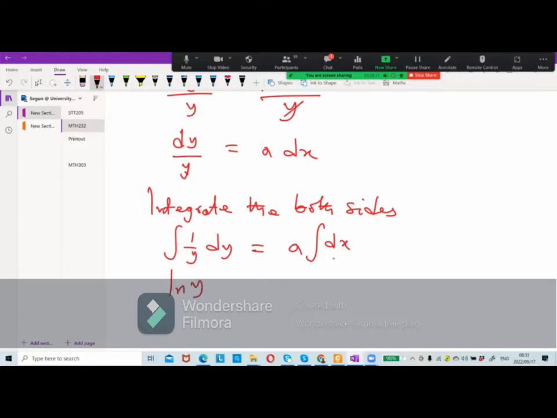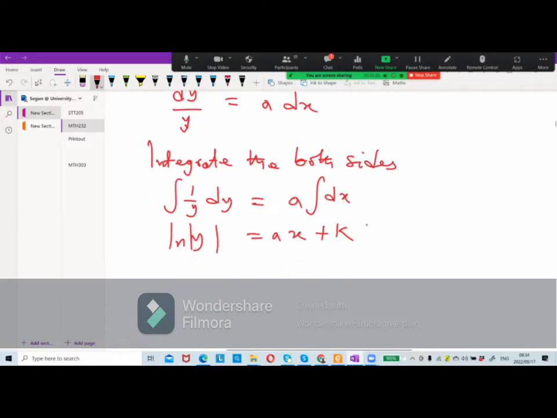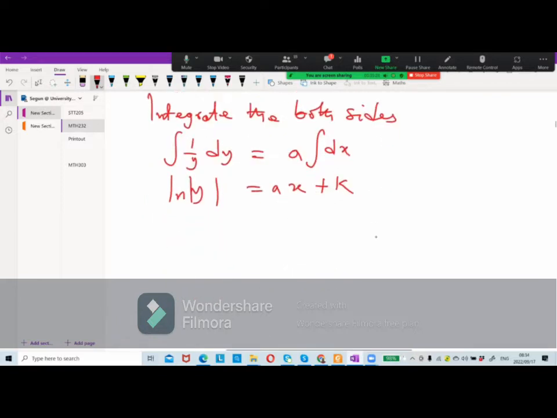And when I have ln y, I call it modulus of ln y, and that equals, when you integrate this, x becomes x plus k. In the sense that this k is a constant, or k can be any value. Some people use c, some people use anything, but in this case, k is a constant. And I need ordinary y. How do I get ordinary y in this context?